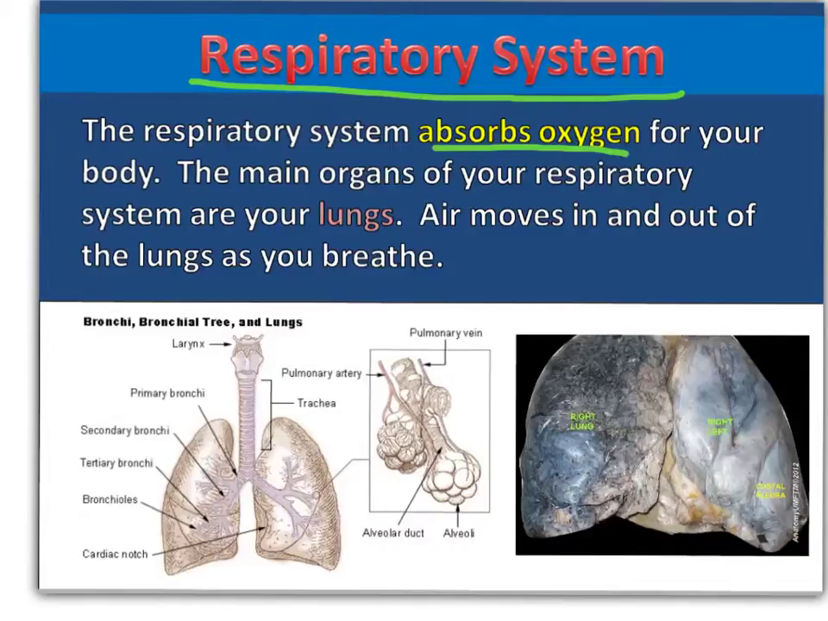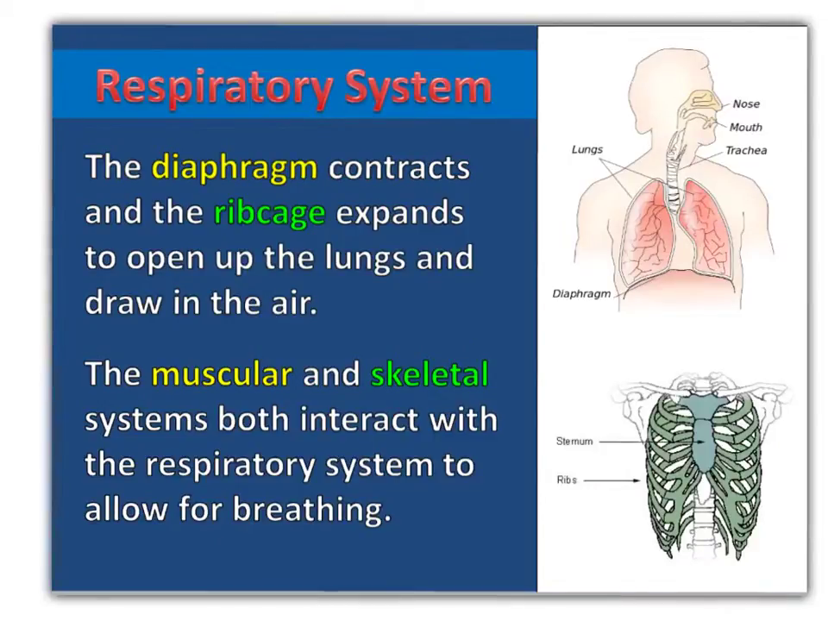The main organs that absorb the oxygen for our body are our lungs, and the air will move in and out of our lungs as we breathe. We should all know that because you can practice it yourself. There are 2 organs that help the lungs breathe. One is the diaphragm, and the other one is your rib cage. The diaphragm is the muscle right underneath your lungs, and it will actually go up and down to expand and contract your lungs and open up your lungs so air can go in.